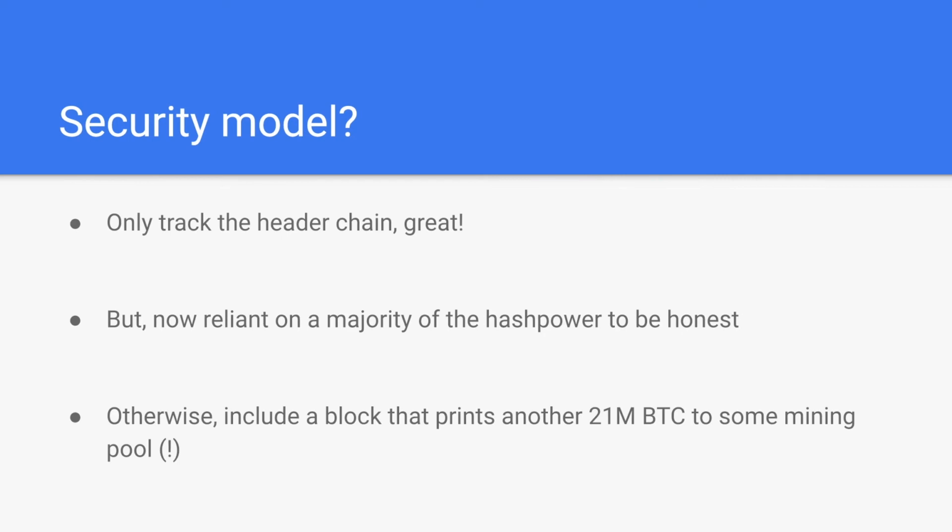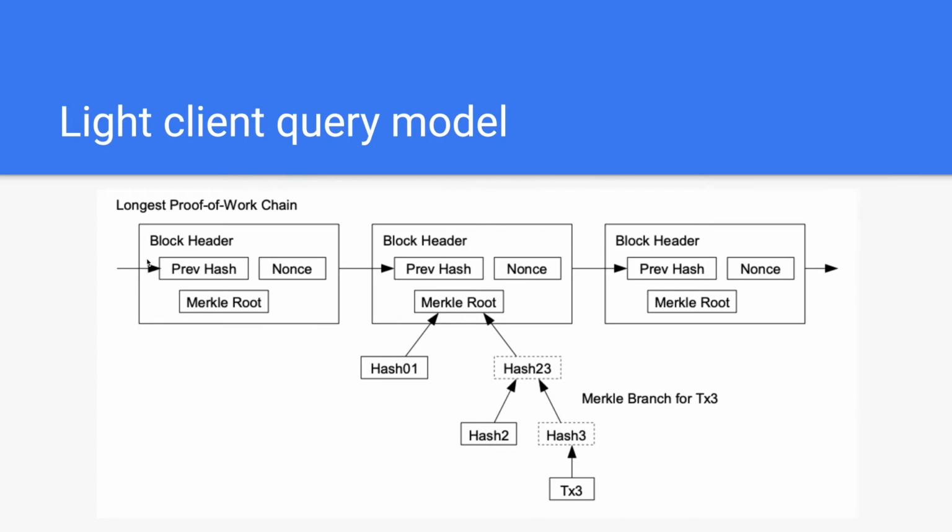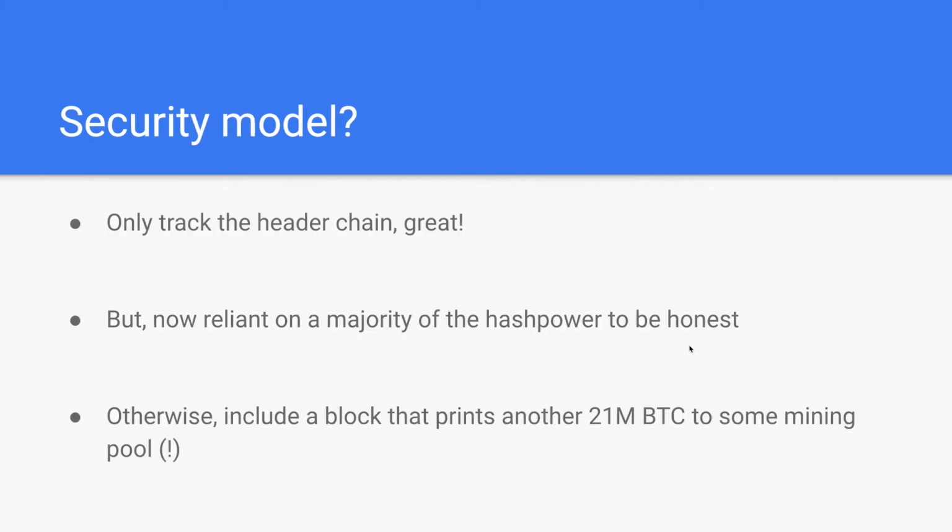So then we can ask about the security model. We're only tracking the chain of headers, and for a light client, it's great because it's way less to process. However, we're now reliant on a majority of the hash power to be honest. And what that means is that if the set of miners in Bitcoin, for example, is corrupted, then they could append some malicious block to the chain and not show us another block, or even only give us the malicious block. And as a light client, we wouldn't actually know. So in order for this to be sound, we need to require that a majority of these miners are honest.